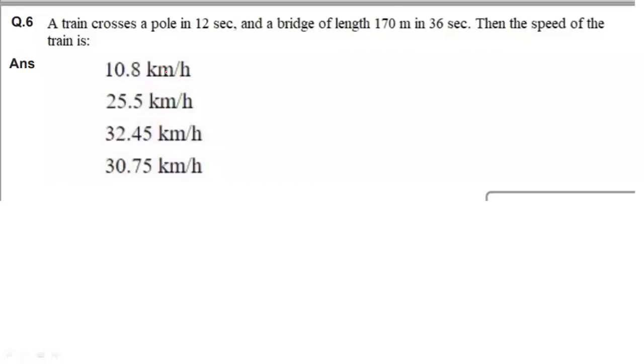A train crosses a pole in 12 seconds and a bridge of length 170 meters in 36 seconds. What is the speed of the train? You can see to cover this extra 170 meter, it is taking an extra time of 24 seconds. So distance by time will give you speed in meters per second. You have to convert it into kilometer per hour, so 5 ones are 5, 5 34s, 6 fours, 6 threes. We know that 4 into 8 point something is 34. 8 point something into 3 should be near to 25. So the answer is 25.5. We'll go into the next question.